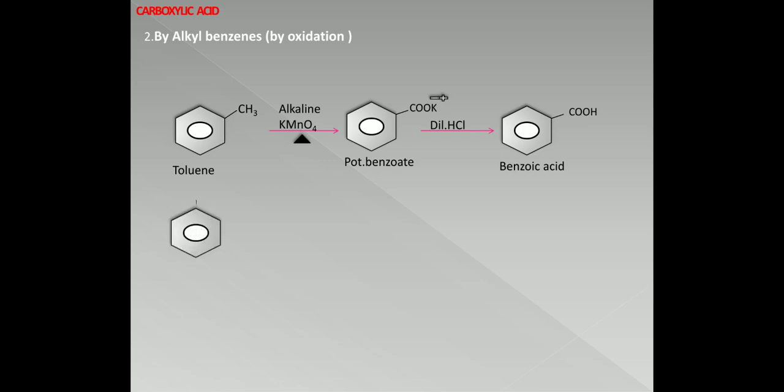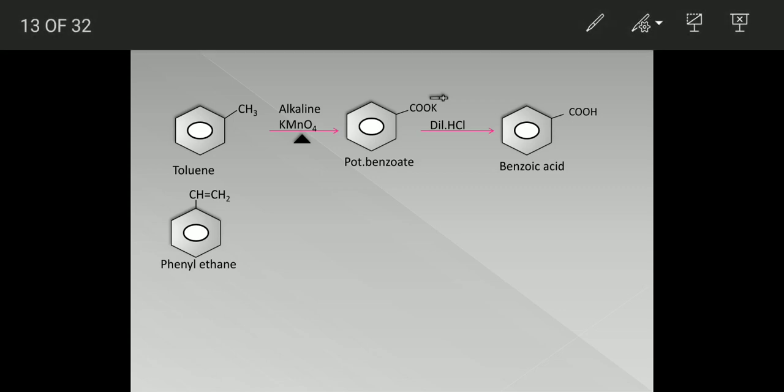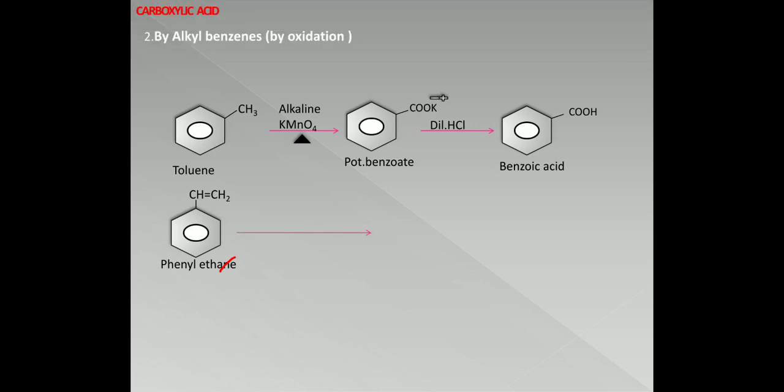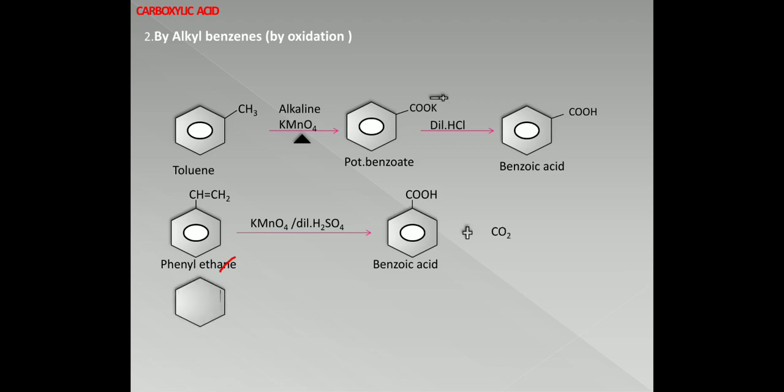Now, in the second example, this is phenyl-ethene. I'm sorry, this should be ethene, not ethane. That should be what? Ethene, E-T-H-E-N-E. When this phenyl-ethene is treated with KMnO4 and dilute H2SO4, it converts into benzoic acid, as well as it releases carbon dioxide also.